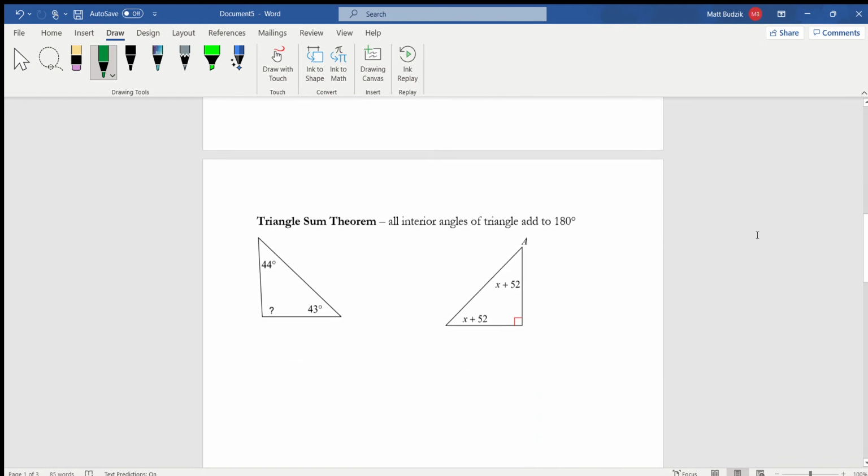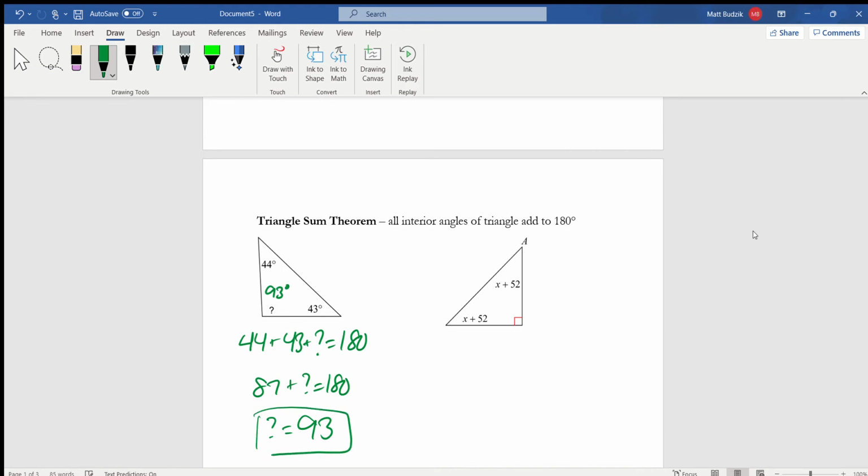Let's start with the triangle sum theorem. The triangle sum theorem says we know all interior angles of a triangle add to 180 degrees. So if we want to find this missing angle measure here, well, we have this 44 and 43 degree angle. Whatever this is, it's got to get us up to 180. So that's always how you set up your equation when you have the interior angles of a triangle. So when I combine this, I get that 87 plus this is 180. Subtract that 87 over, I get that this is equal to 93. So this is a 93 degree angle. Boom.